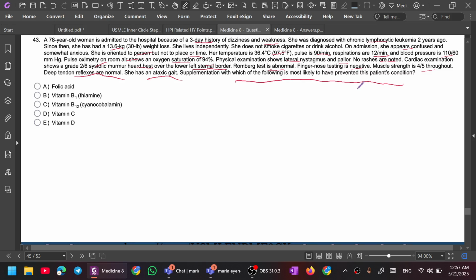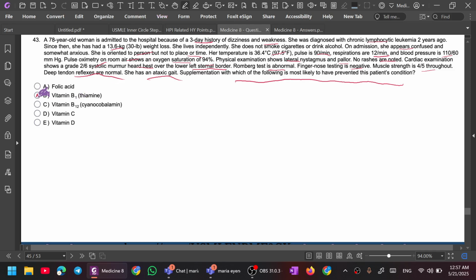He's alcoholic, isn't it? No, where did you see that? Let me see. It does not. Only CLL. Yeah. Is it vitamin B1? I was between that and B12, so I don't know. I think it's between one or the other. Deep tendon reflexes are normal.